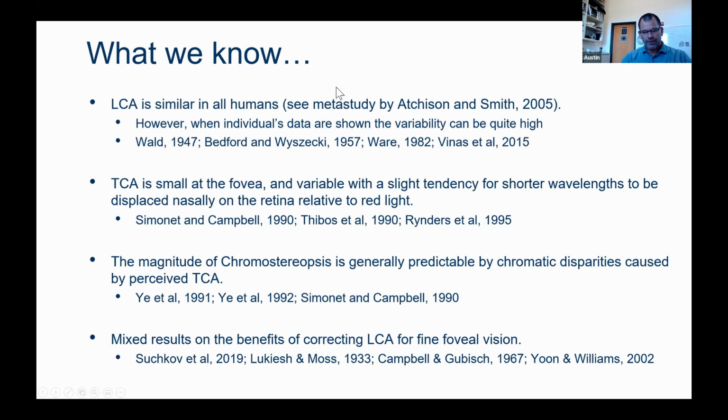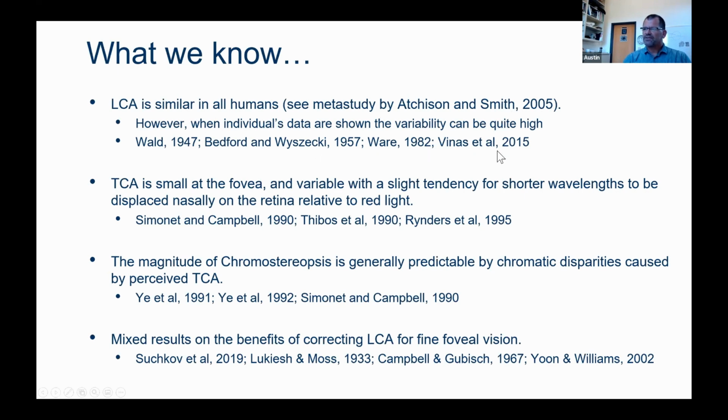So there's been a tremendous amount of excellent work by many people to study chromatic aberration. In the last few decades, people like Melanie Campbell, Larry Thibos, Arthur Bradley, Susana Marcos, Pablo Artal, to name a few. And so we know a lot about chromatic aberration. Longitudinal chromatic aberration is similar in all humans. Atchison and Smith have a very nice study summarizing that. Although if you look at individual data, the variability is still quite high.